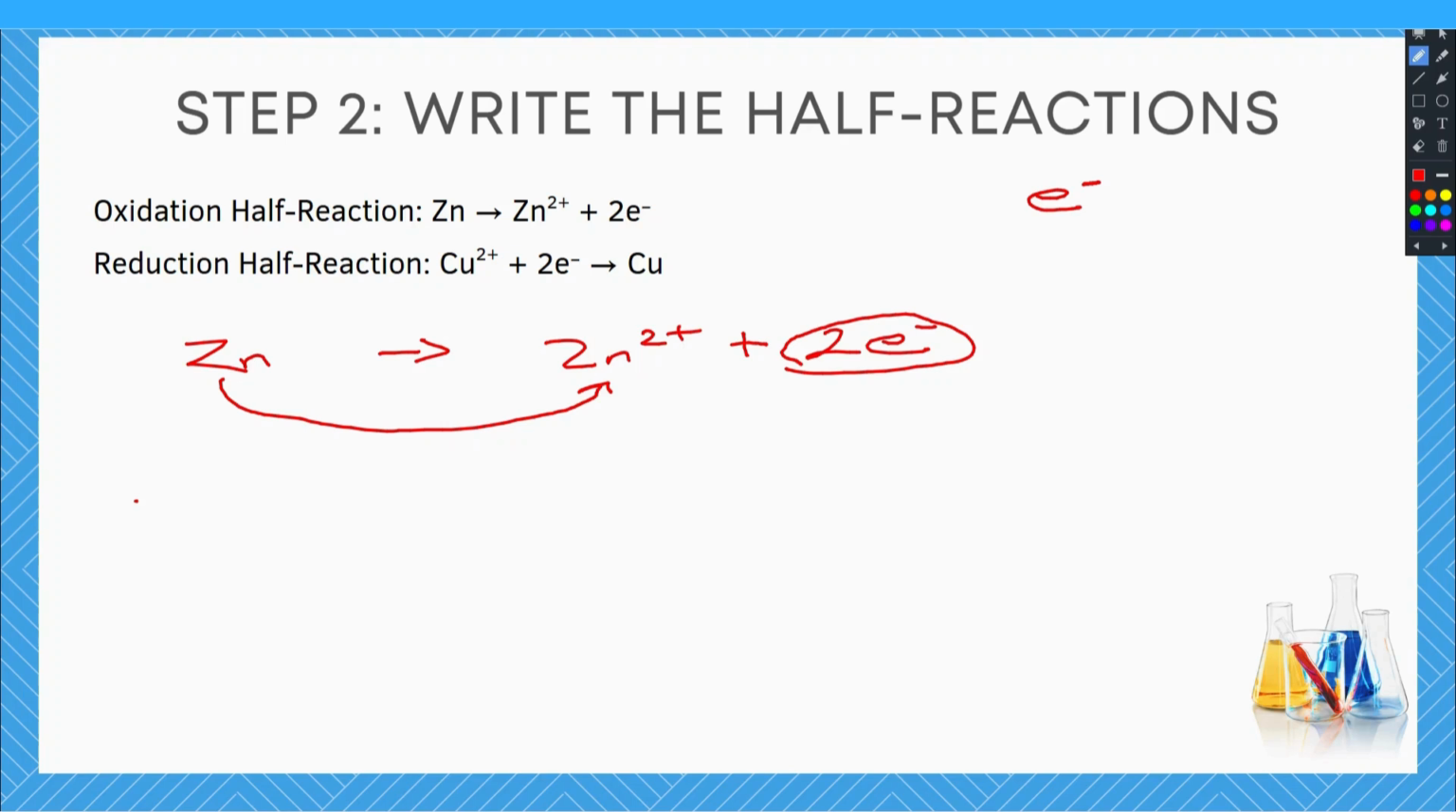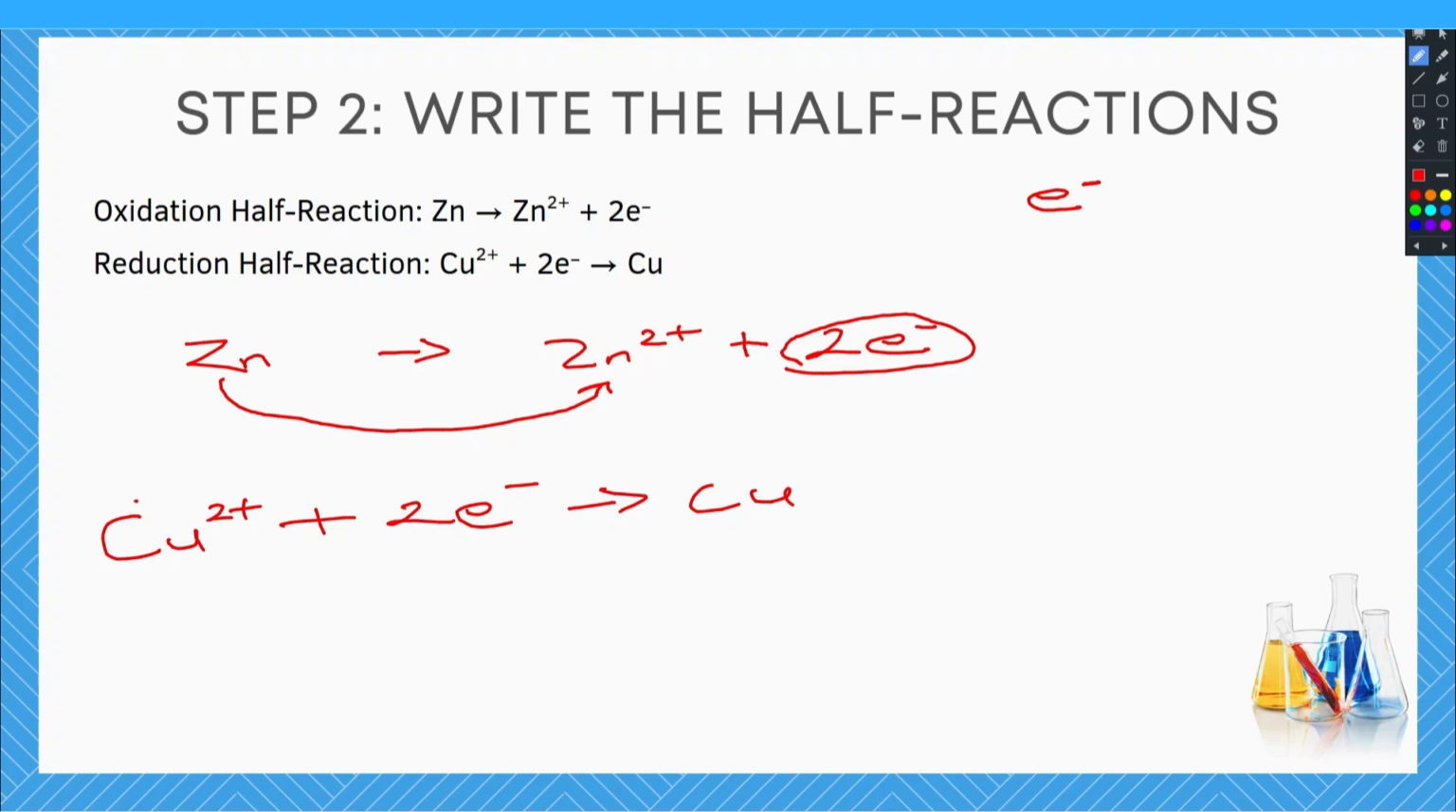Now, those 2 electrons that zinc lost were now gained by copper. That is why we have copper Cu2+ combining with the 2 electrons that have been lost by zinc to produce Cu. Are you seeing how everything is playing out? So now, in this case, we have broken down the redox reaction into two. We have the oxidation half, we have the reduction half, and we have identified the movement of electrons.